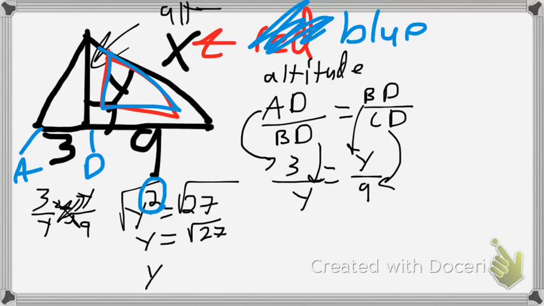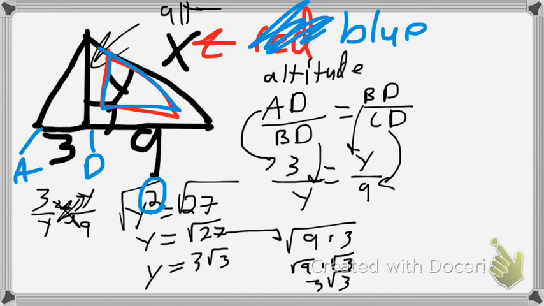However, I'd like you guys to realize that the square root of 27 can be simplified down to 3 radical 3. And that's because 27 is 9 times 3. That means the square root of 27 can be broken down to the square root of 9 times the square root of 3, which is 3 square root of 3. Moving on.